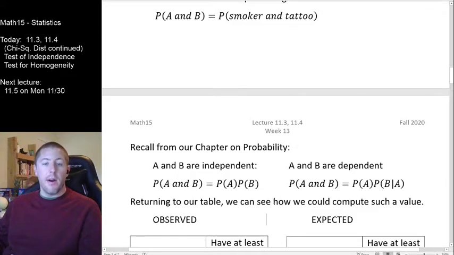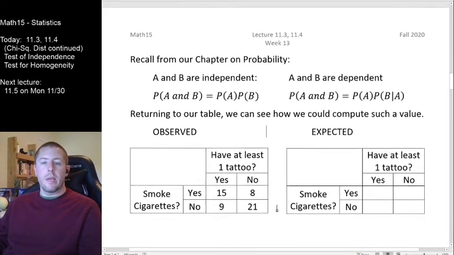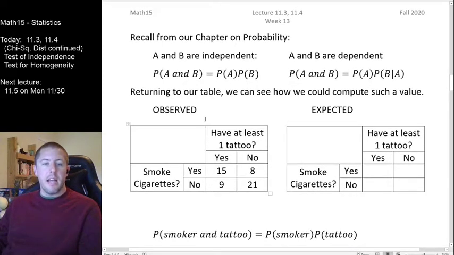This will help us compute our expected observations. So returning to our table, we can see how we can compute such a value. I've got our observed table over here, just copied down from above. What I'm going to attempt to compute is an expected table over here of what values we would expect if, in fact, these truly were independent of each other.